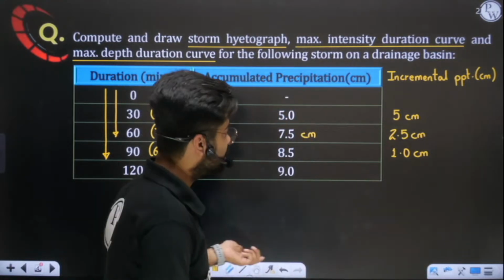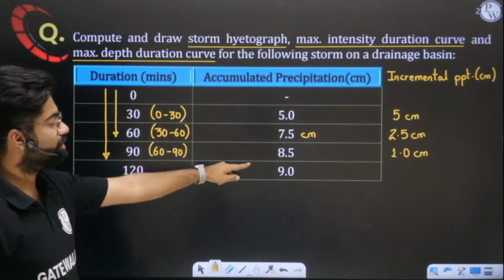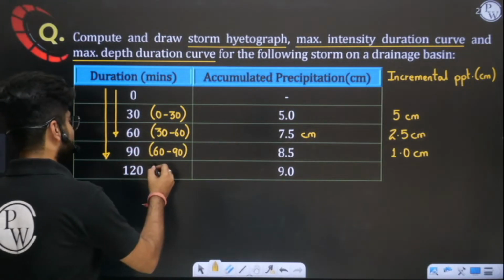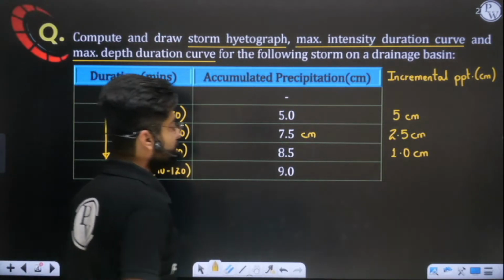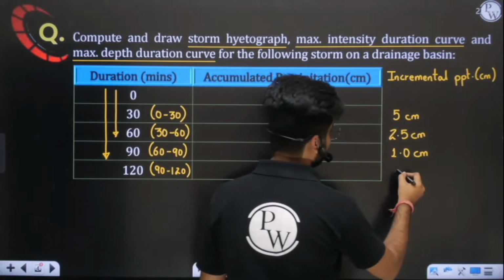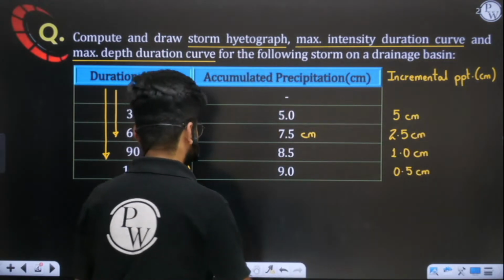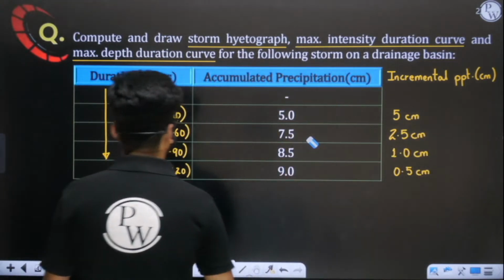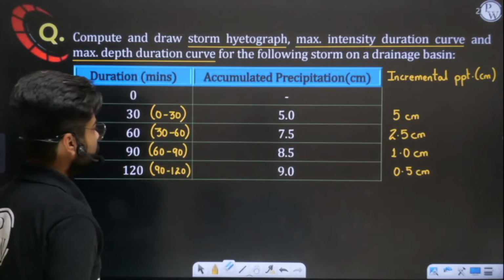Simple. Lastly, from 0 to 120, we have 9. From 0 to 90, we have 8.5. So obviously in the last 30 minutes, the rainfall is simply subtracting 8.5 from 9, we have 0.5 centimeter. Okay. So this is the incremental precipitation. It's very simple.